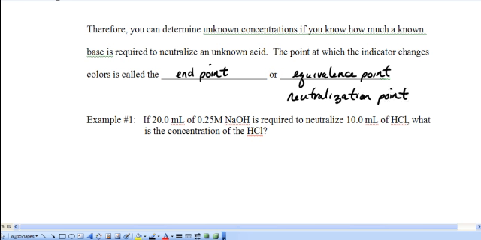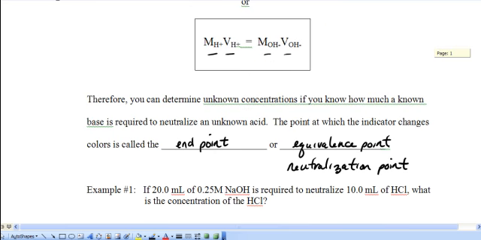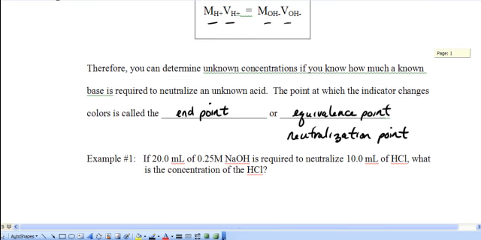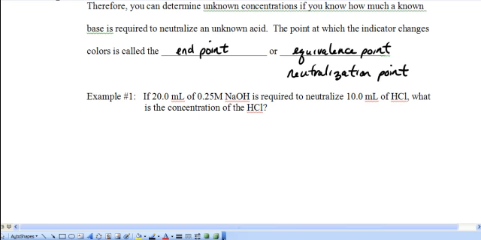And here's how it works. Let's take a look at example number 1. If 20 milliliters of 0.25 molar sodium hydroxide is required to neutralize 10 milliliters of hydrochloric acid, what is the concentration of the hydrochloric acid? All right, now, the thing that we've got to remember is that we're dealing with the concentration of the hydrogen and the concentration of the hydroxide. So, if we have this equation, MH+ VH+ equaling MOH VOH, simply plug in our values.